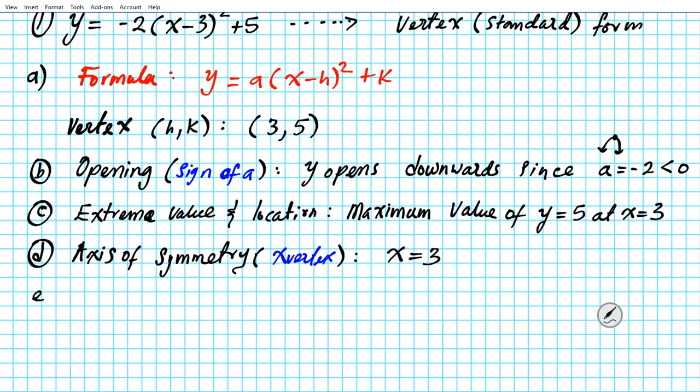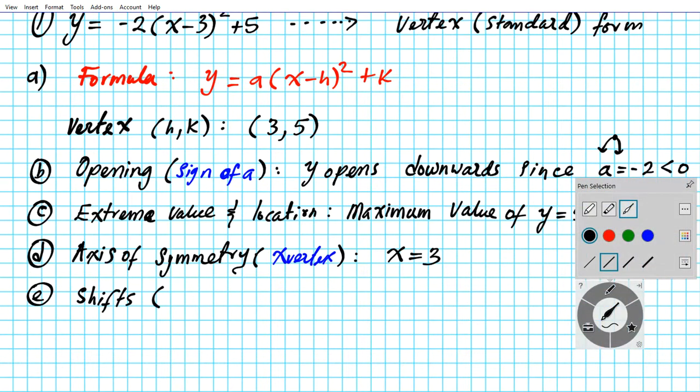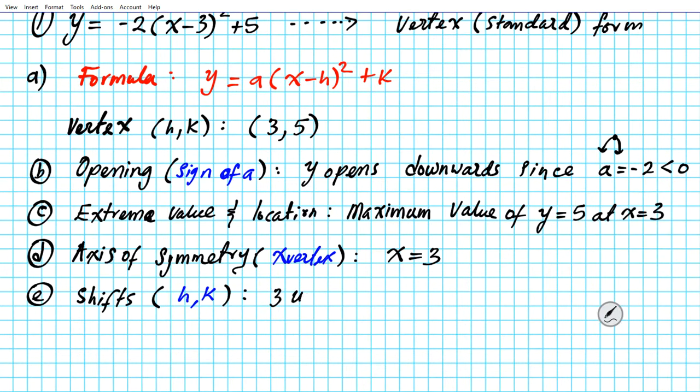Next, we're looking at the shifts. For the shifts, we're going to focus our attention on h and k again. We can see how powerful those h and k values are. So what do we have for our h and k? H is 3, k is 5. So that tells us that we're going to shift 3 units to the right and 5 units up. So there goes your h and k value.